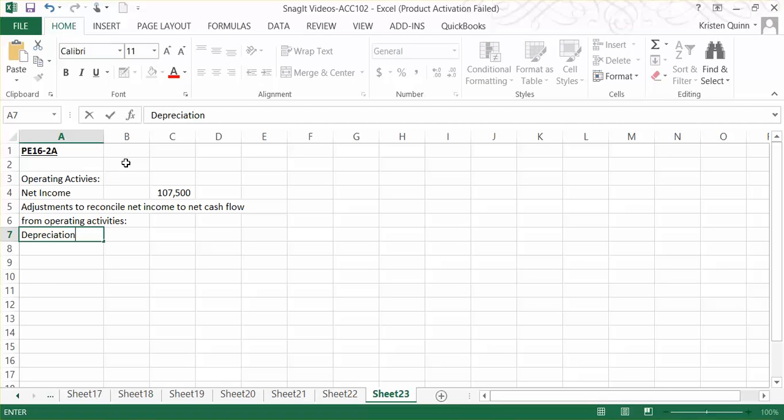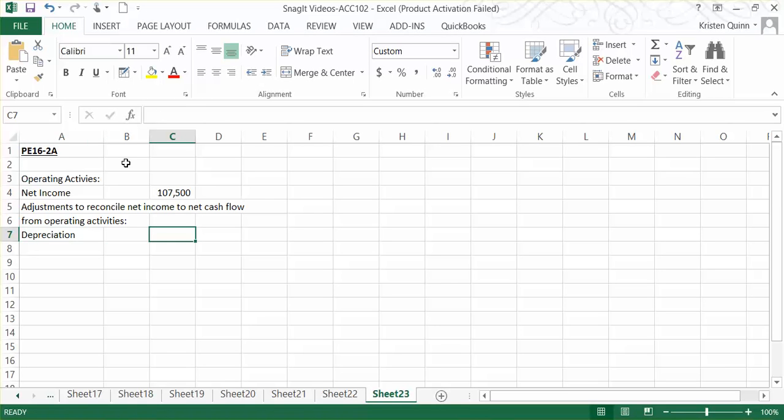depreciation. Our journal entry for depreciation is a debit depreciation expense and a credit to accumulated depreciation. There's no cash involved for that expense. However, the depreciation expense would have reduced net income. Therefore, we're going to add back the $7,500 that we had in depreciation expense for this year.